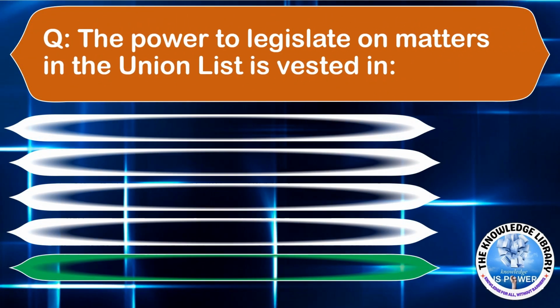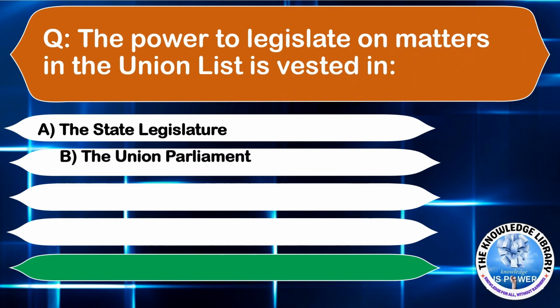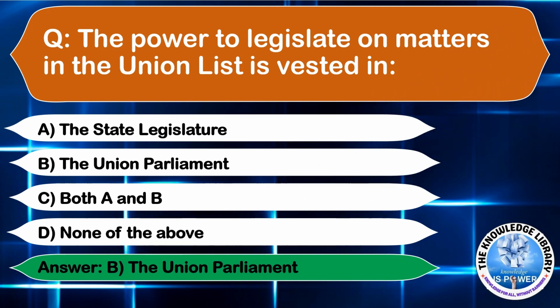The next question is, the power to legislate on matters in the union list is vested in option A, the state legislature, option B, the union parliament, option C, both A and B, option D, none of the above. Correct answer is option B, the union parliament.